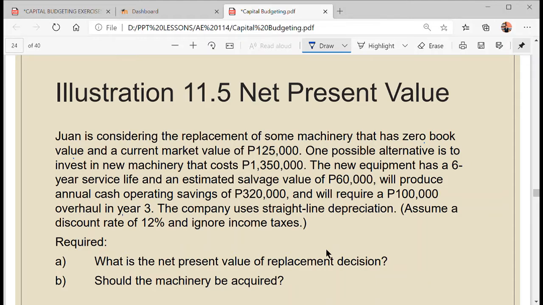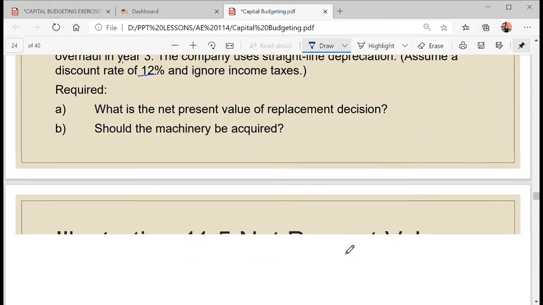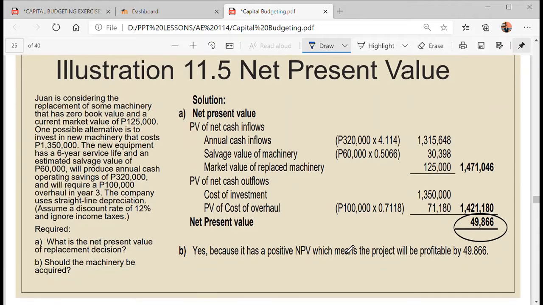Taas kay problem. So the company uses a straight line depreciation. Assume there's a discount rate of 12%. Ignore income taxes. So what is the net present value? And the question here is, should the machinery be acquired? Nindot pa siya kung paliton nimo ang asset. So first is you get the net present value.